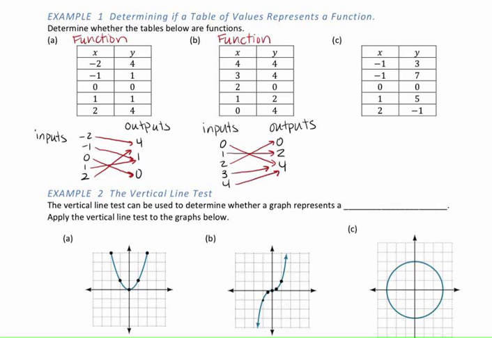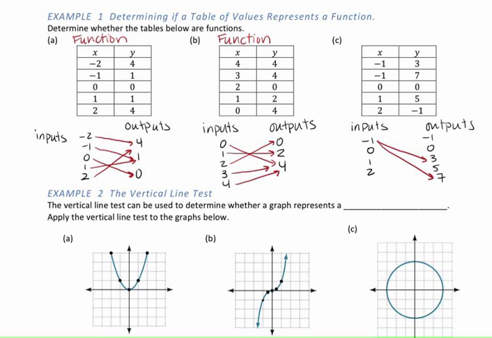Now I'll leave it up to the viewer to determine whether A and B are one-to-one functions or not. Let's look at example 1, part C. Let's sketch out our inputs and our outputs. We have -1, 0, 1, 2, and our outputs are... actually, let's get them in ascending order: -1, 0, 3, 5, 7. So -1 leads to 3. -1 leads to 7. Oh, and I'm going to stop right here.